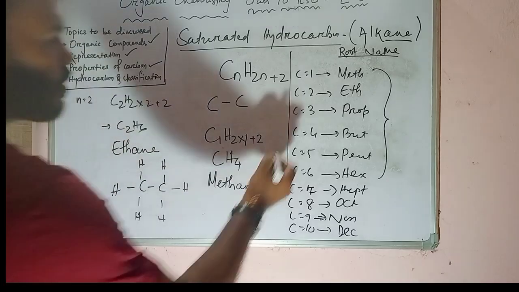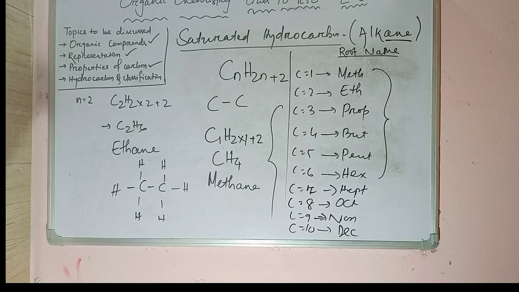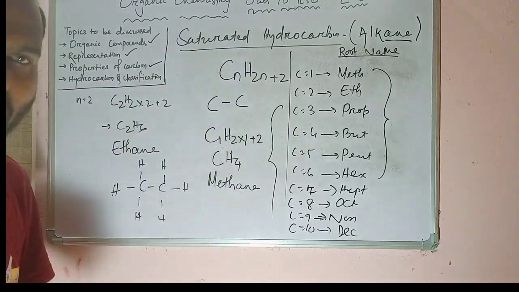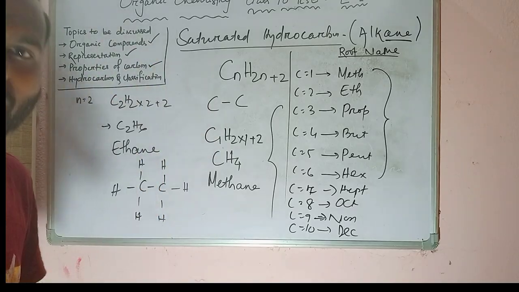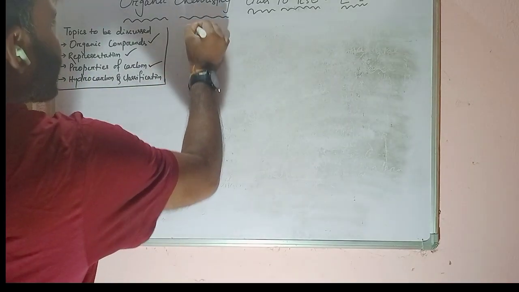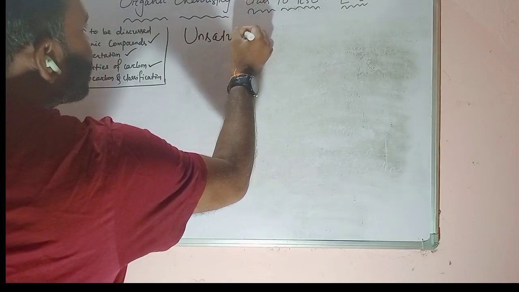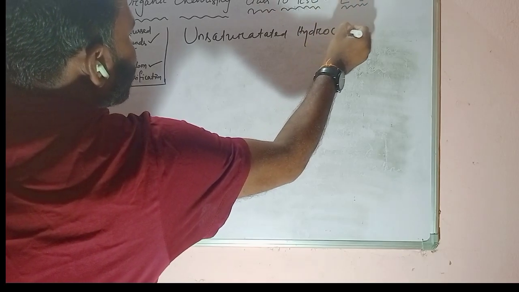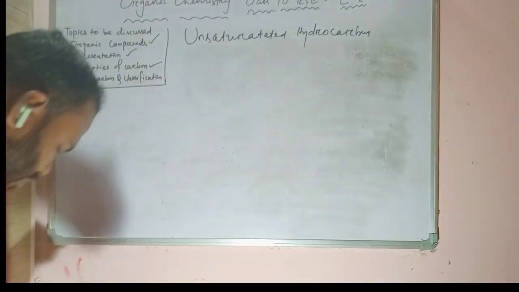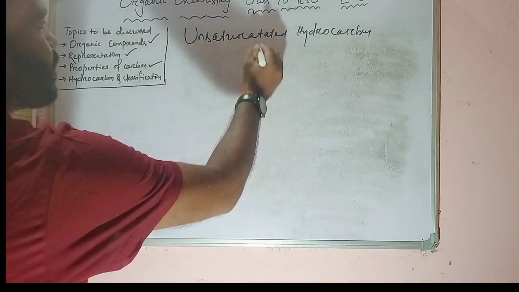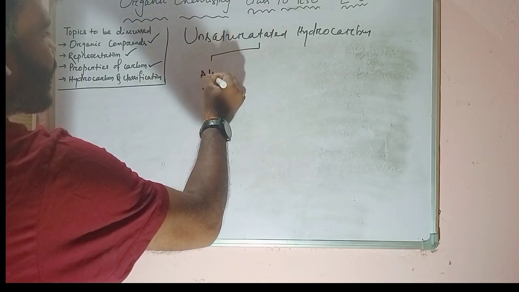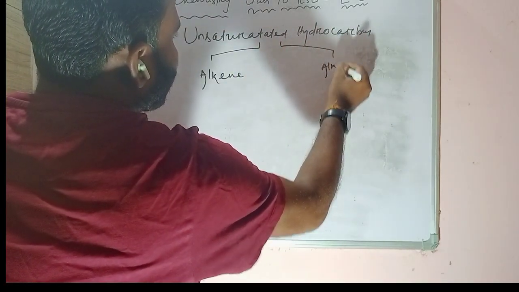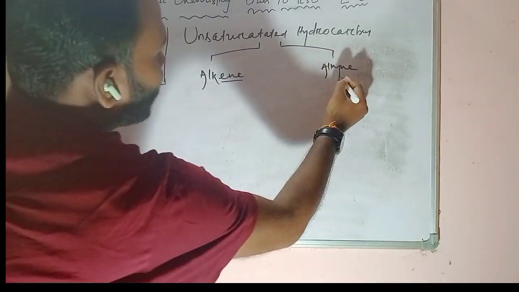Now from 3 onwards it's your part to write the names of these saturated hydrocarbon compounds. Okay, understood? Now let's move on to the next, unsaturated hydrocarbon. Unsaturated hydrocarbon is classified into two parts. One is known as alkene, another is known as alkyne. You see here it's ene, here it's yne.